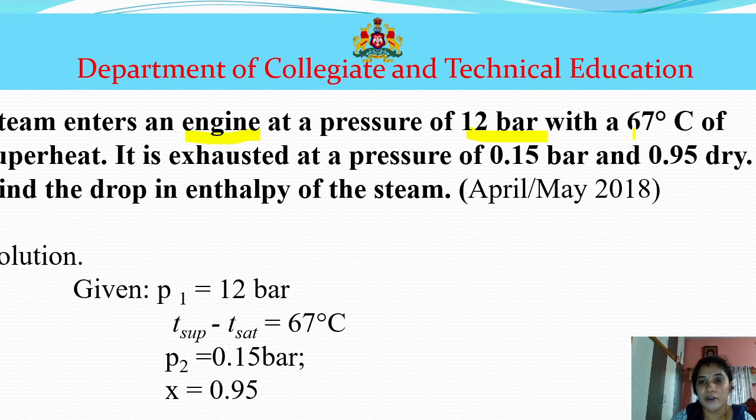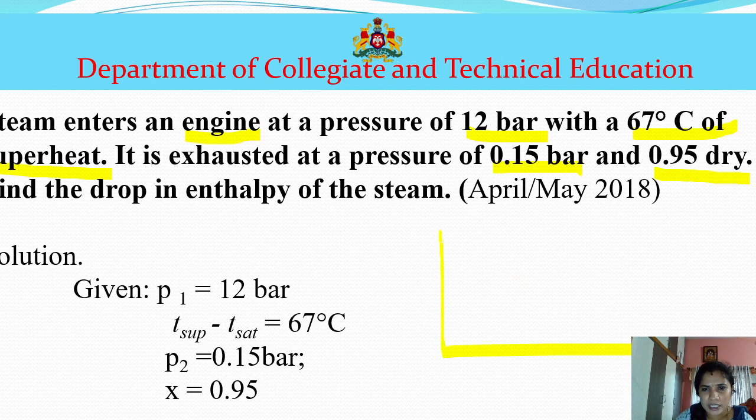This is a point that you have to remember. So what they are telling? Steam enters an engine at a pressure of 12 bar with 67 degrees Celsius of superheat. It is exhausted at a pressure of 0.15 bar and 0.95 dry. Find the drop in enthalpy of the steam.